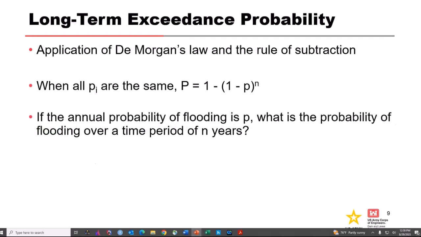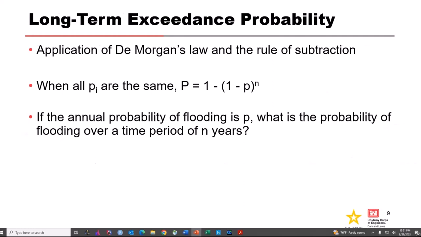So long-term exceedance probability, this is a term the Corps uses. It's in some of our planning guidance as one of the metrics we are asked to report for planning studies. So again, it's an application of De Morgan's law and the rule of subtraction. It answers a question like, if you know there's an annual probability of flooding equal to some value P, what is the probability that we would see flooding over some period of time, N years?